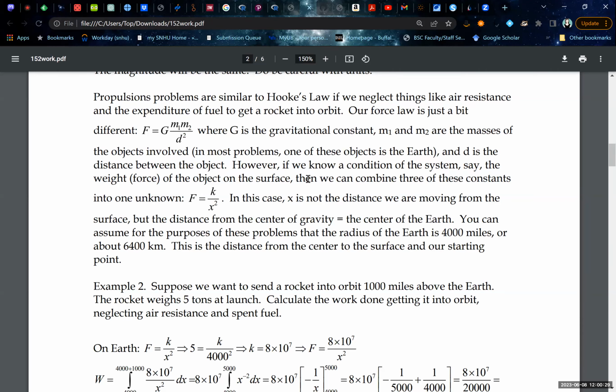Now, these propulsion problems are somewhat similar to the idea of Hooke's law, particularly in most textbooks that use them. We're ignoring lots of things that could theoretically go into this problem. We're ignoring the fact that technically, as you launch a rocket into space, you burn fuel, and so the mass of the rocket decreases. I mean, this is a calculus problem and not a physics class, so we ignore that. We ignore things like air resistance.